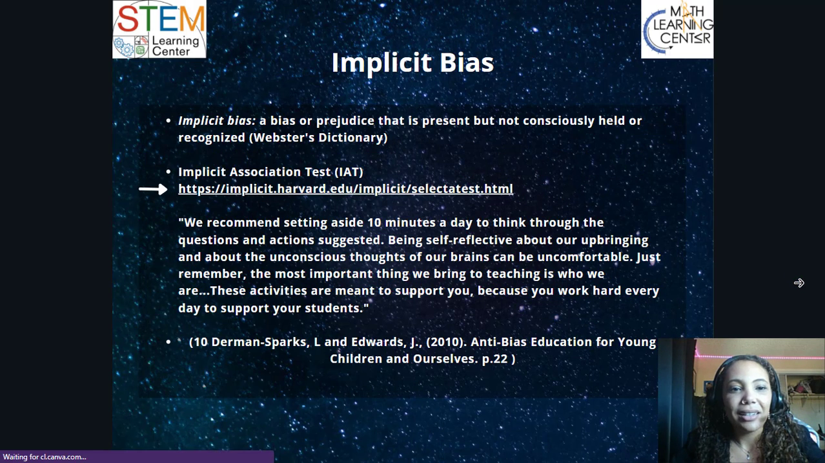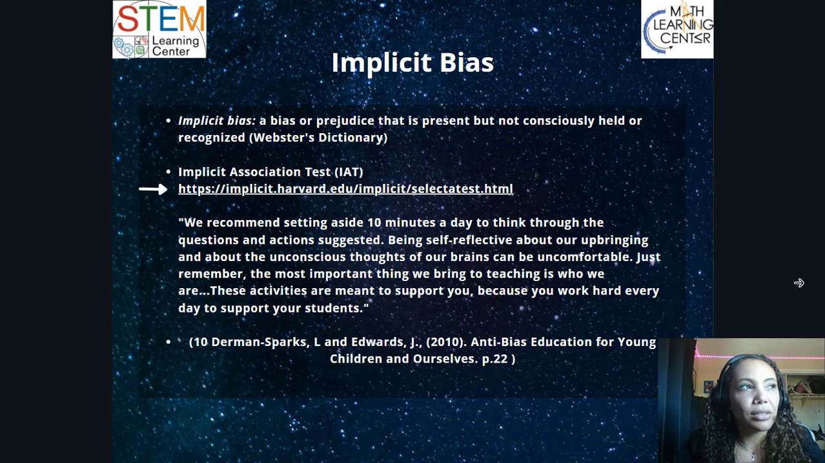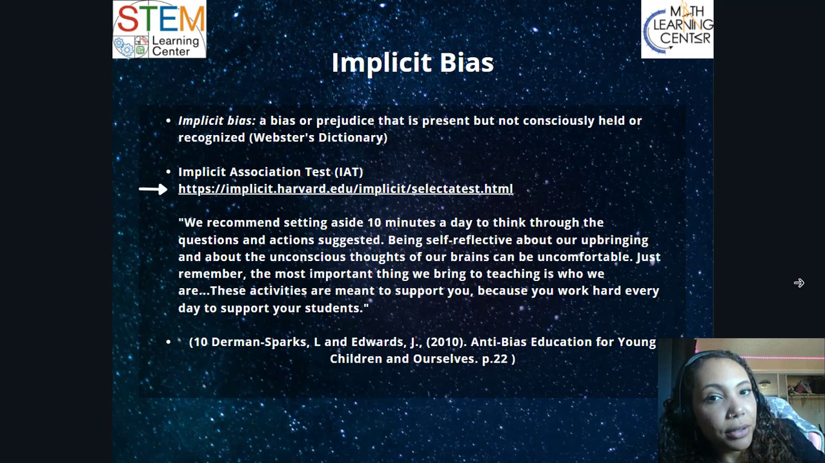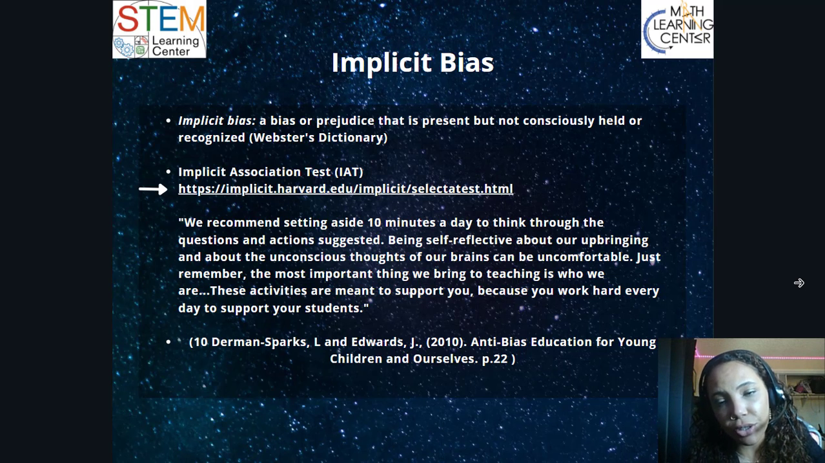Implicit bias. I went to Webster's dictionary for this definition: a bias or prejudice that is present but not consciously held or recognized. So it doesn't mean that people are walking around intentionally excluding others and making them feel badly, but that does happen without that intent all the time. And as you can see, I have this implicit association test linked here. It was created at Harvard, and it does not claim to be accurate, but what it does do is create a space for a conversation to start.